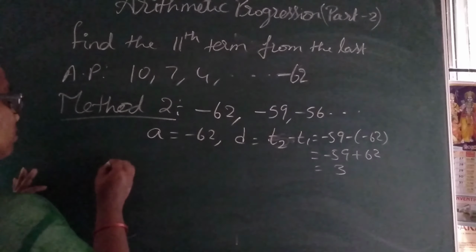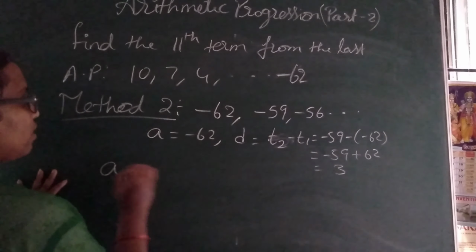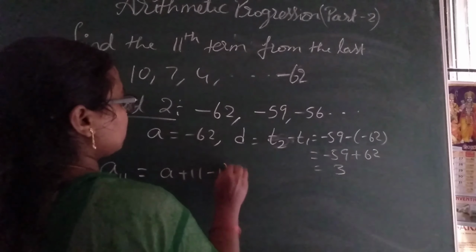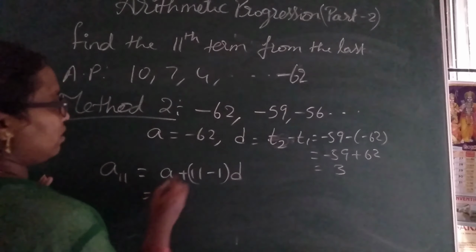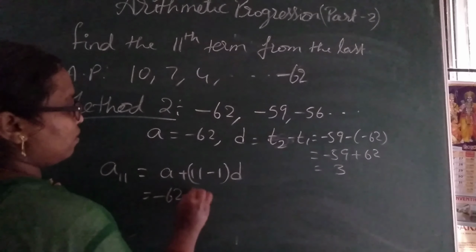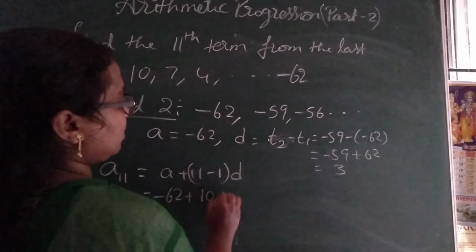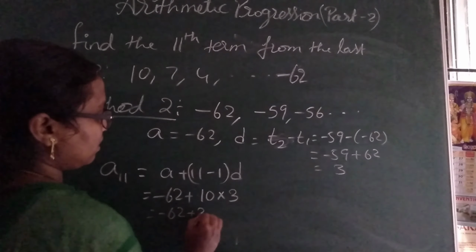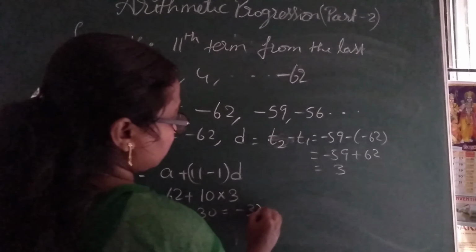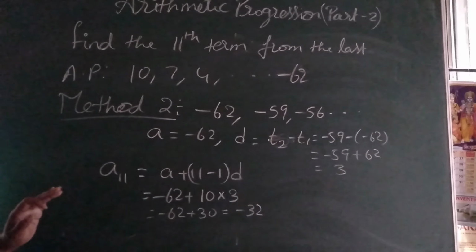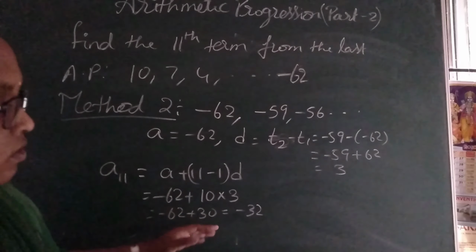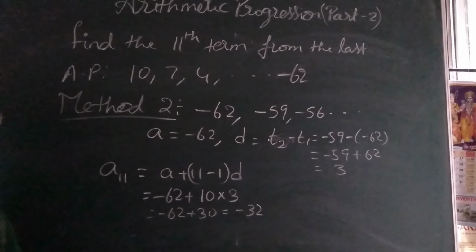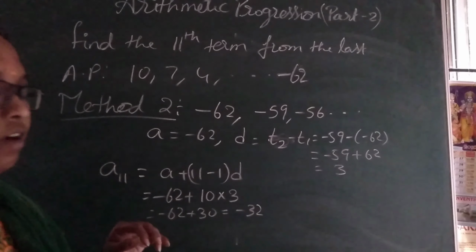So there is no subtraction involved, directly you can go with the nth term formula, that is A plus n minus 1 into D. With n as 11: A is minus 62, plus 11 minus 1 is 10, D is 3, so minus 62 plus 30, how much? Minus 32. Before also we got the same value, this is the answer. Clear? Okay, like this we can find the answer.